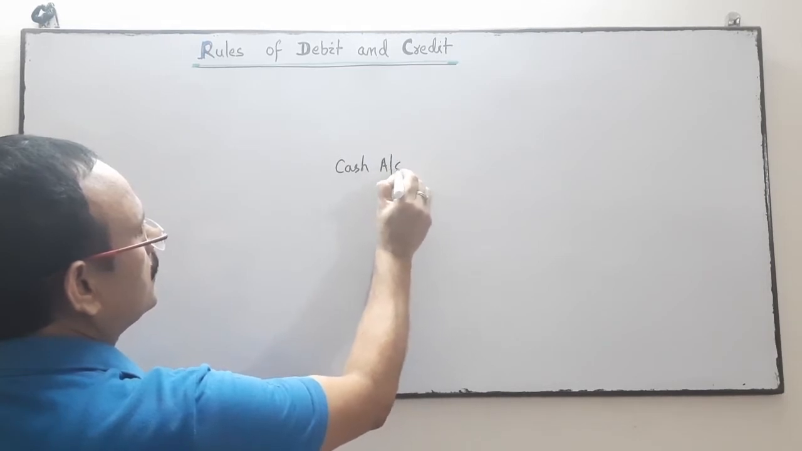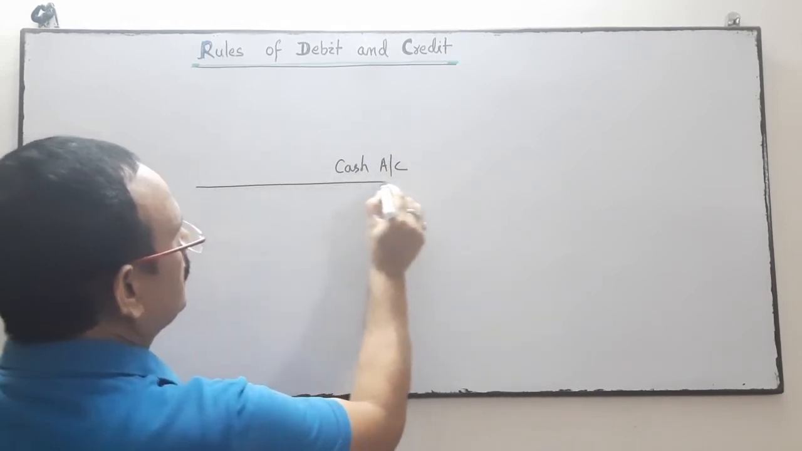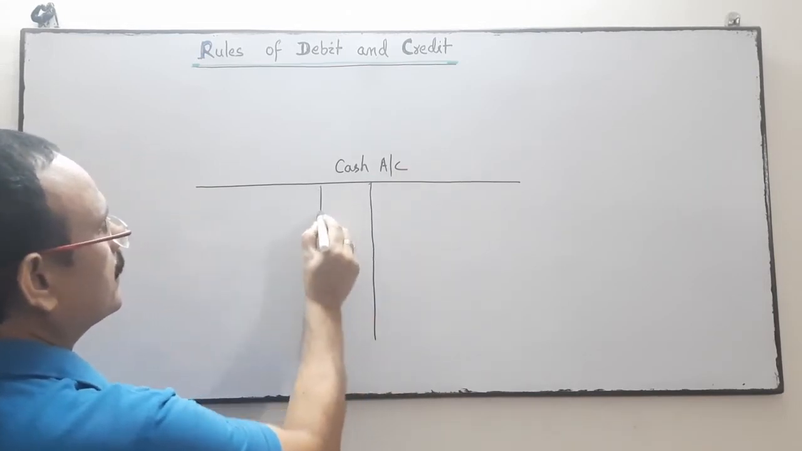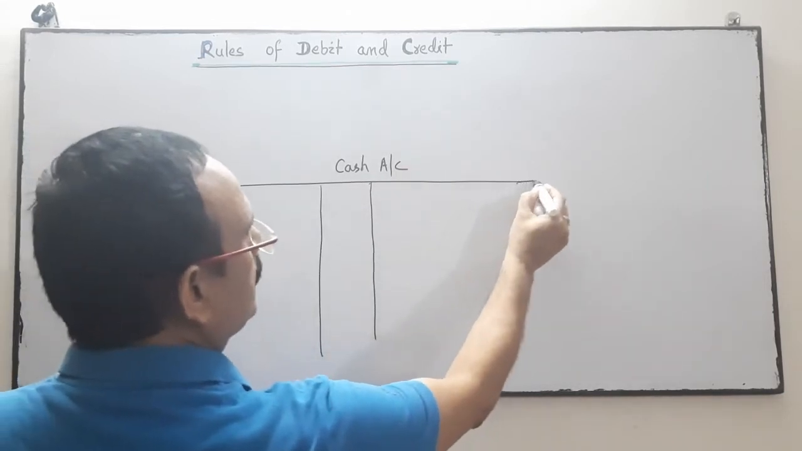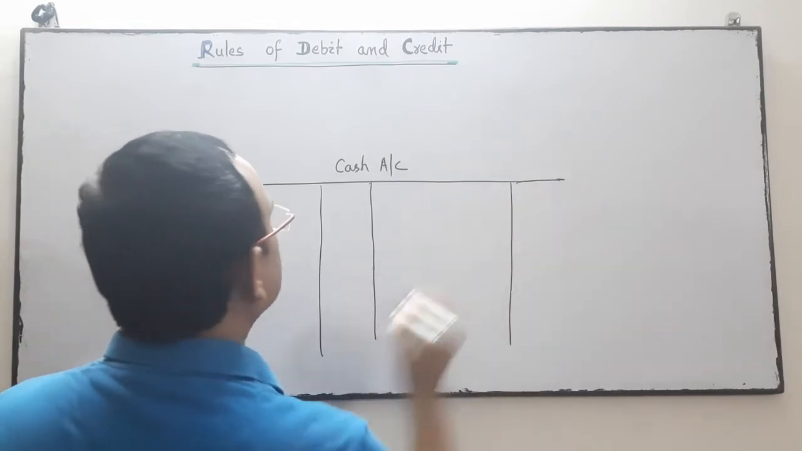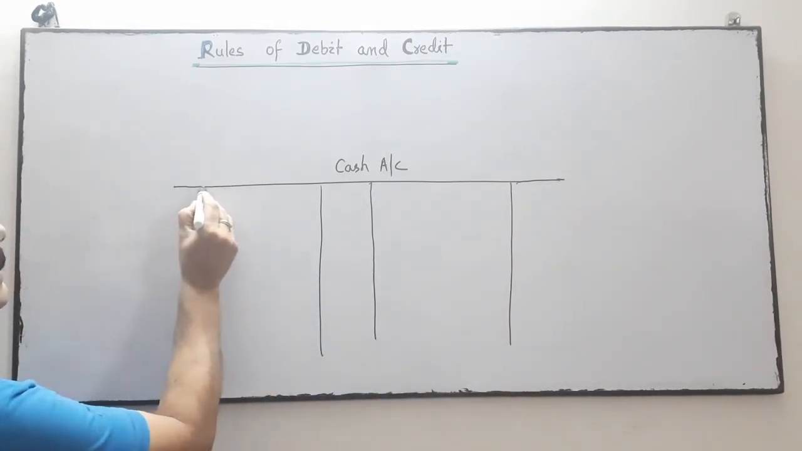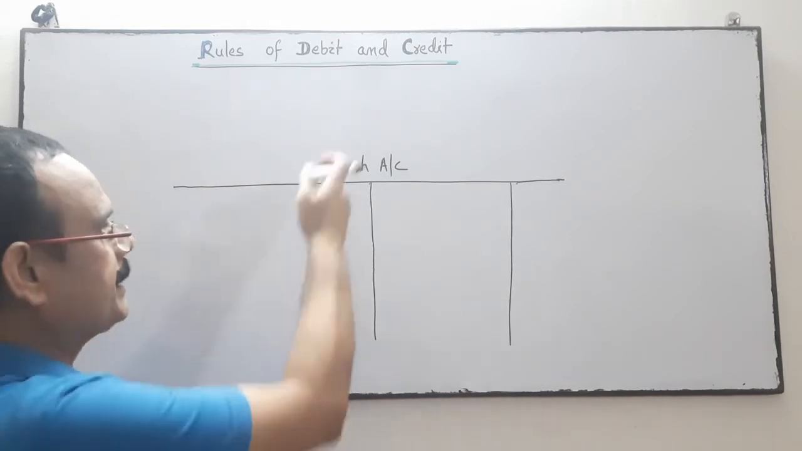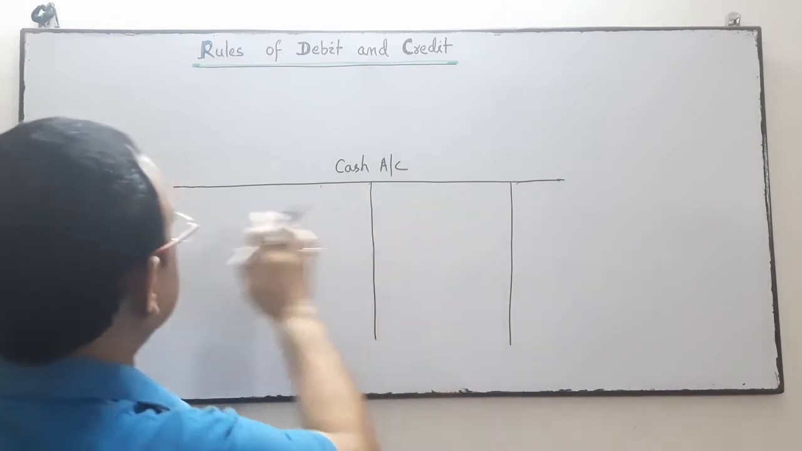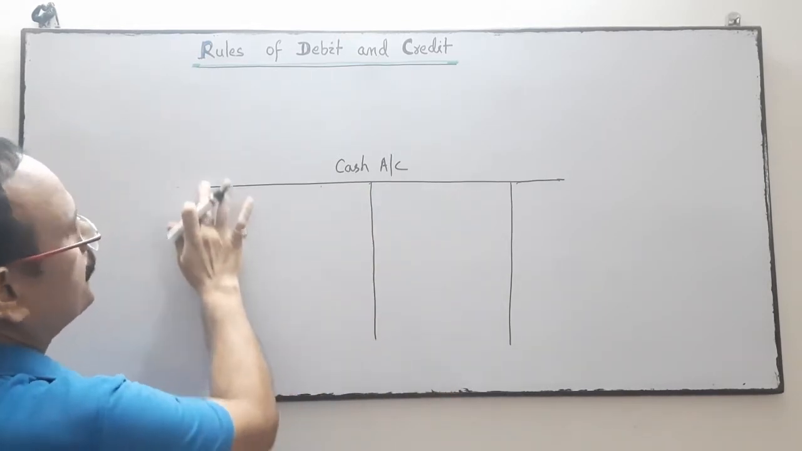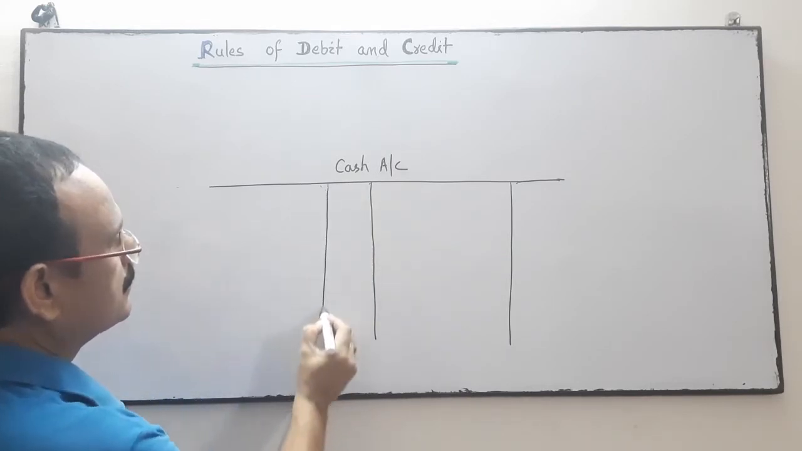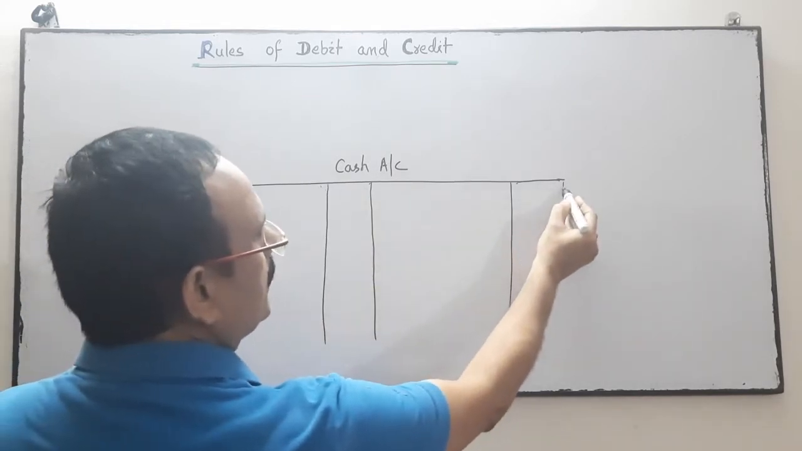The cash account is drawn in T shape, meaning it is equally divided. In this shape the account is prepared. It is a T shape format. This side is for amount, and this side is for amount.